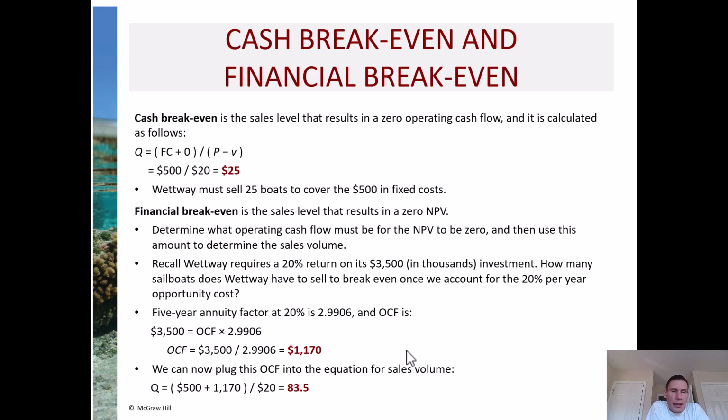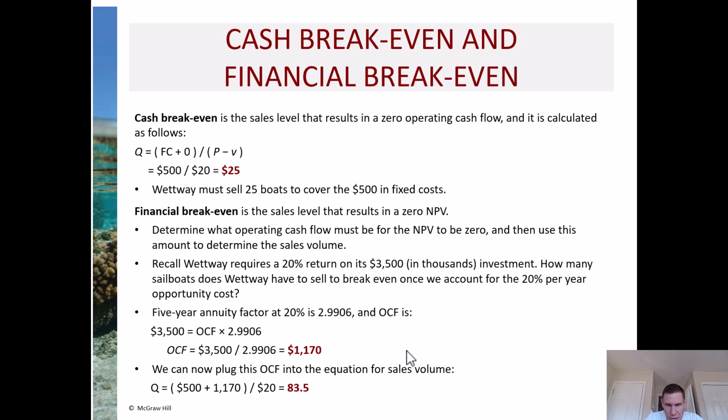Now the financial break-even is the sales level that results in a zero net present value. So to determine what operating cash flow must be for the NPV to be zero, we'll just use that amount to determine the sales volume. Now, remember, the company wanted a 20% return on its 3,500, of course, in thousands investment. So how many sailboats does Wetway have to sell to break even once we account for the 20% per year opportunity cost? So the 5-year annuity factor at 20% is, again, look in your table, 2.9906.